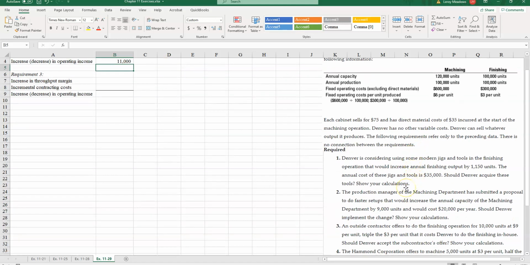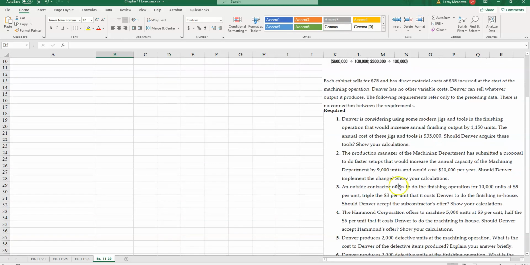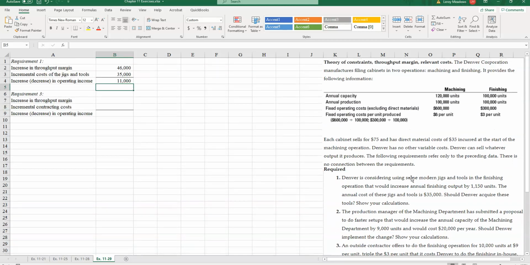Now, let's take a look at requirement 2. The production manager of the machining department has submitted a proposal to do faster setups that will increase the annual capacity of the machining department by 9,000 units and would cost $20,000 per year. Should Denver implement the change? And we are asked to show our calculations. So let's take a look here and look at the machining department.